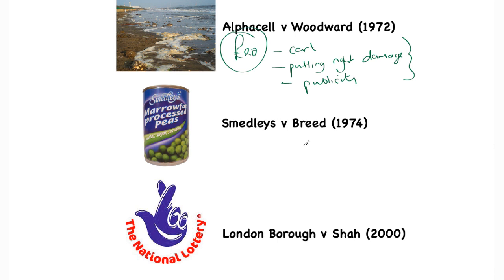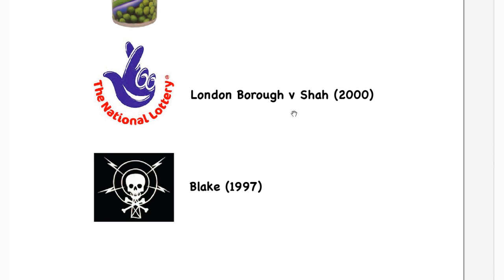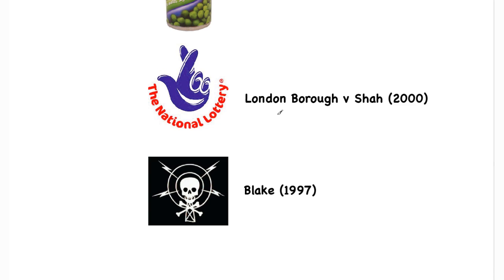In Smedleys versus Breed in 1974, a caterpillar is found in a tin of processed peas. And what that does is it contravenes the Food and Drugs Act 1955 about selling foods that are fit for consumption. They are automatically liable because the Act says that everything that the public consumes must be fit for consumption. We've already looked at London Borough of Harrow versus Shah and the idea that selling a lottery ticket to an under 16, regardless of what we know about that individual, gives us automatic liability.